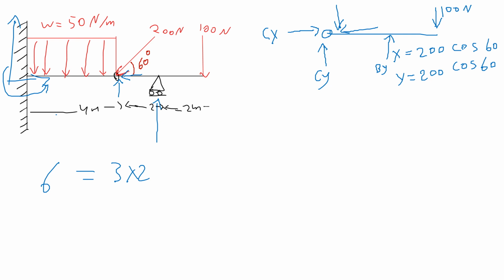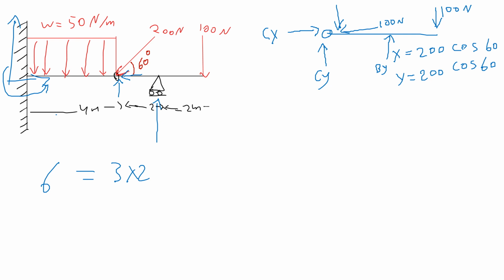So in the x direction, yes, it's 200 cosine 60. So going to my calculator, 200 cosine 60 is equal to 100. So this is the x-axis. So this is going to be 100 Newton.